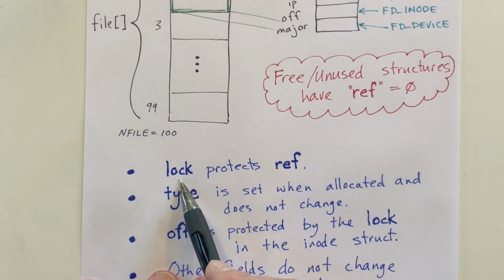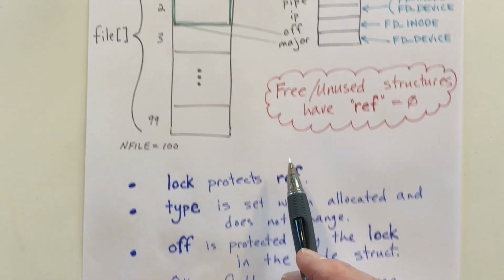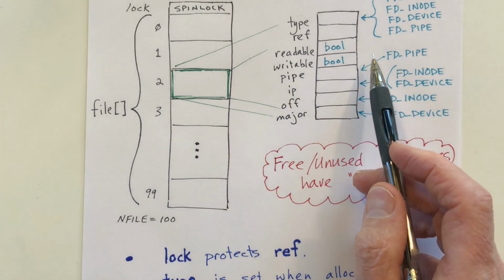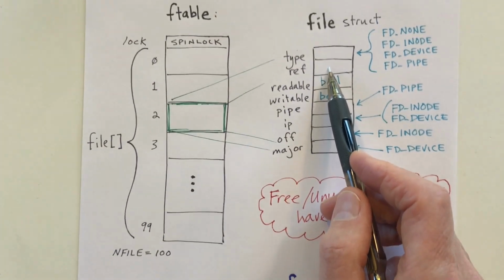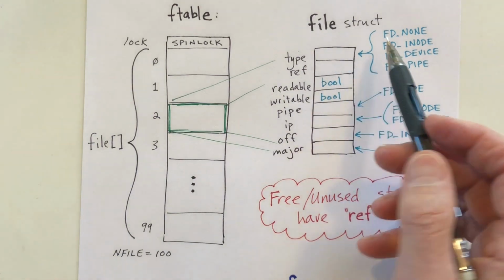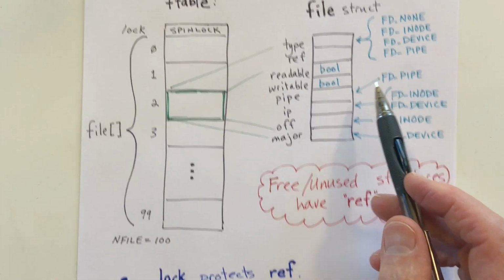Okay, so the spin lock protects the reference count. We need to acquire the spin lock before allocating structures, and every time we increment or decrement the reference count, we better first acquire the spin lock.